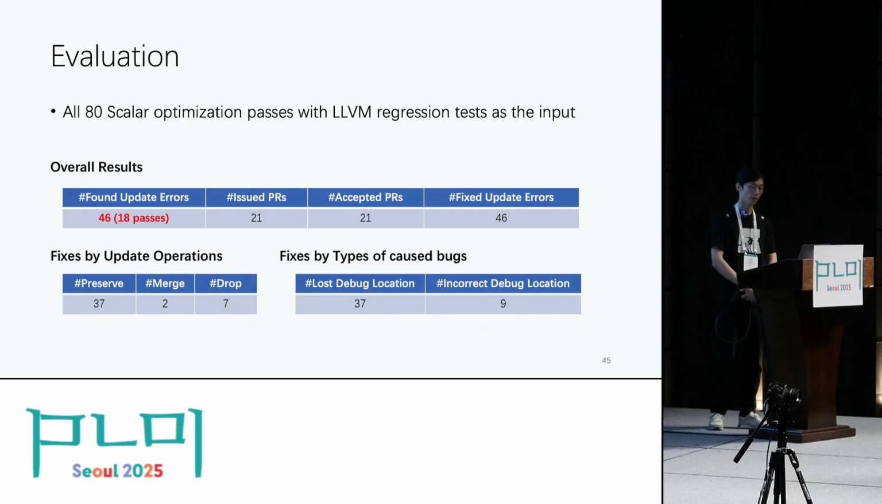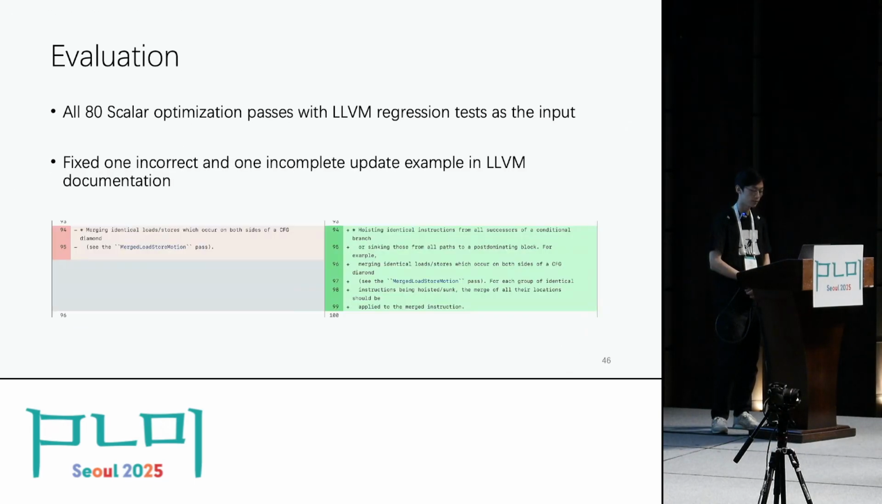To evaluate Mintalog, we run it on all 80 scalar optimization paths with the corresponding regression tests and the path inputs. As a result, with the help of Mintalog, we have successfully fixed 46 update errors in 18 optimization paths using 21 pull requests. In addition, we have fixed one incorrect and one incomplete update example in LLVM documentation according to our control flow conformance analysis. You can check out our paper for more evaluation details.